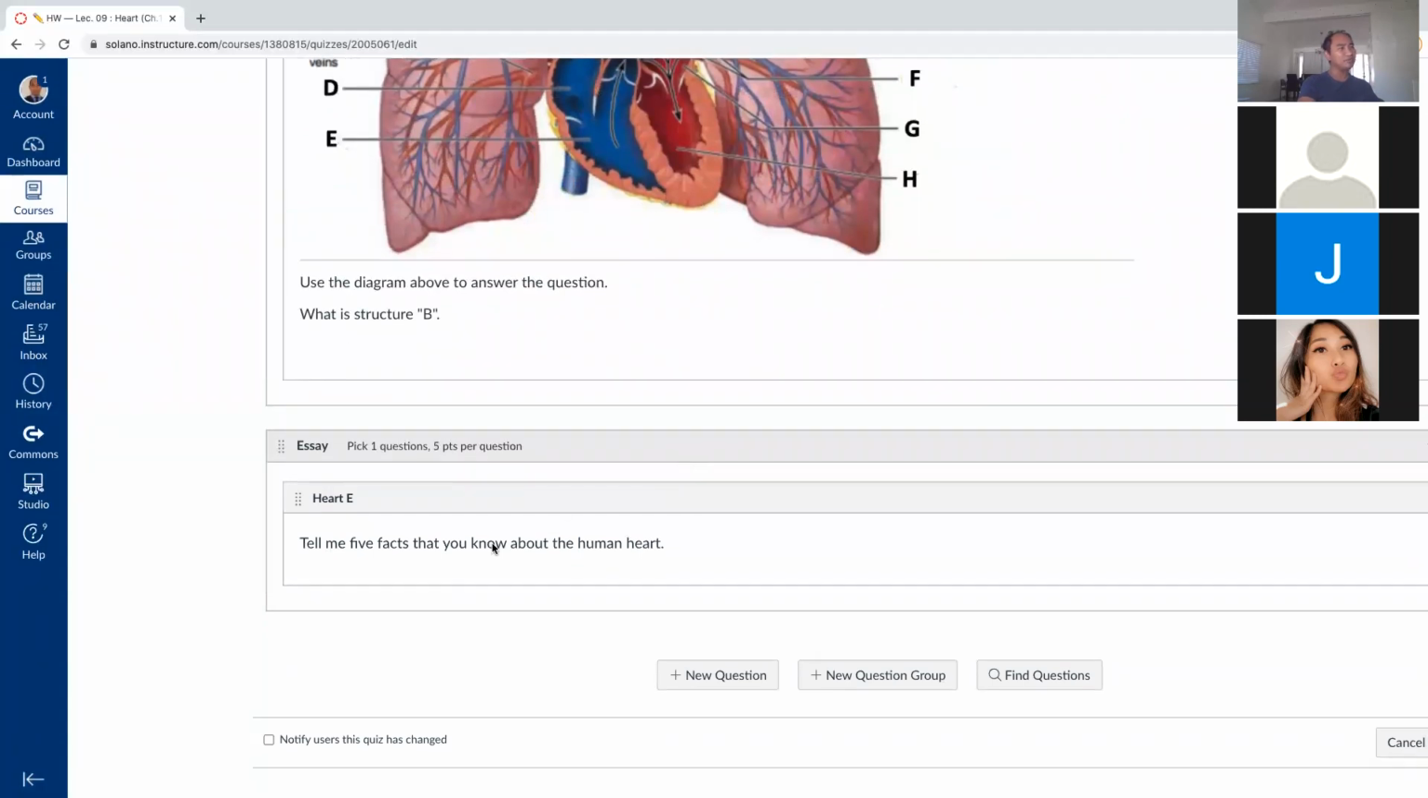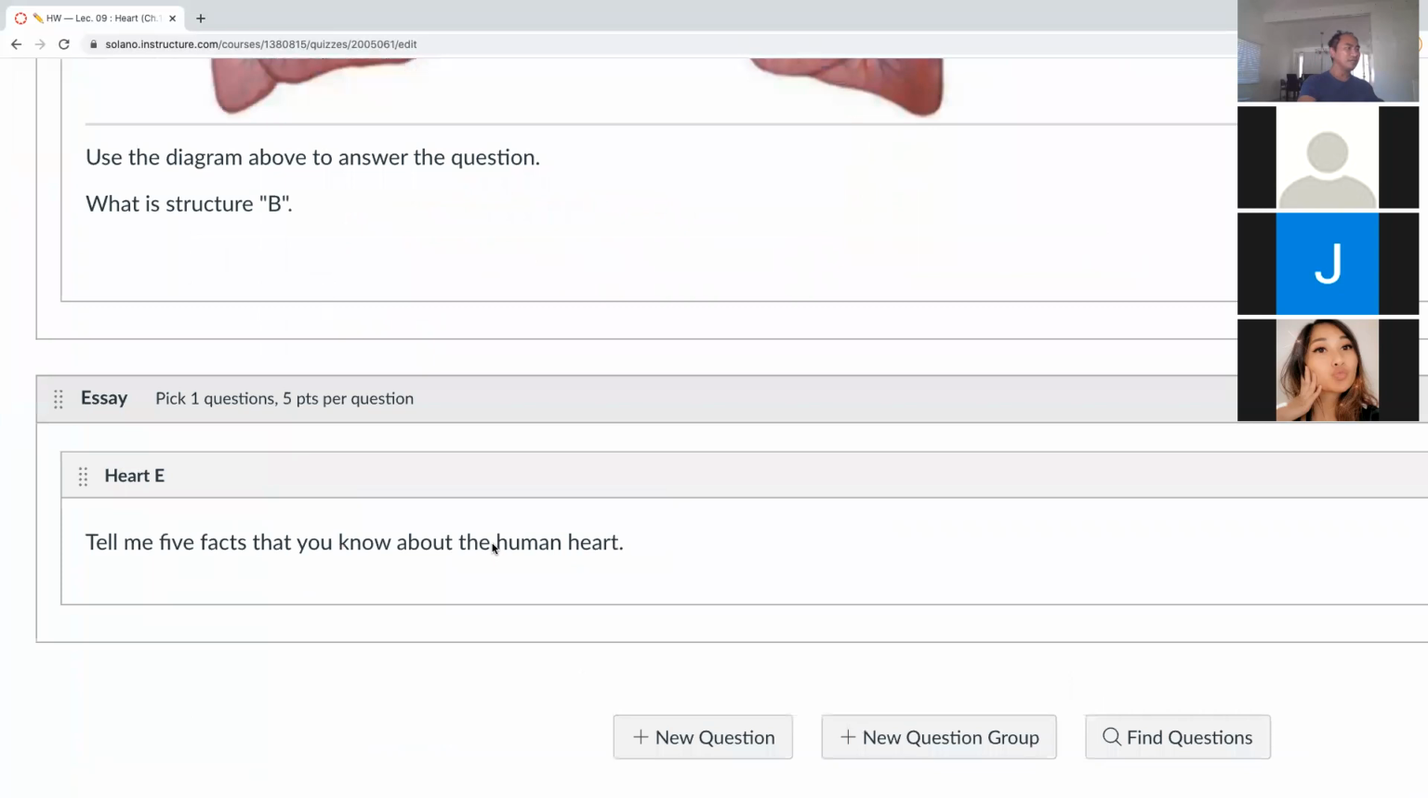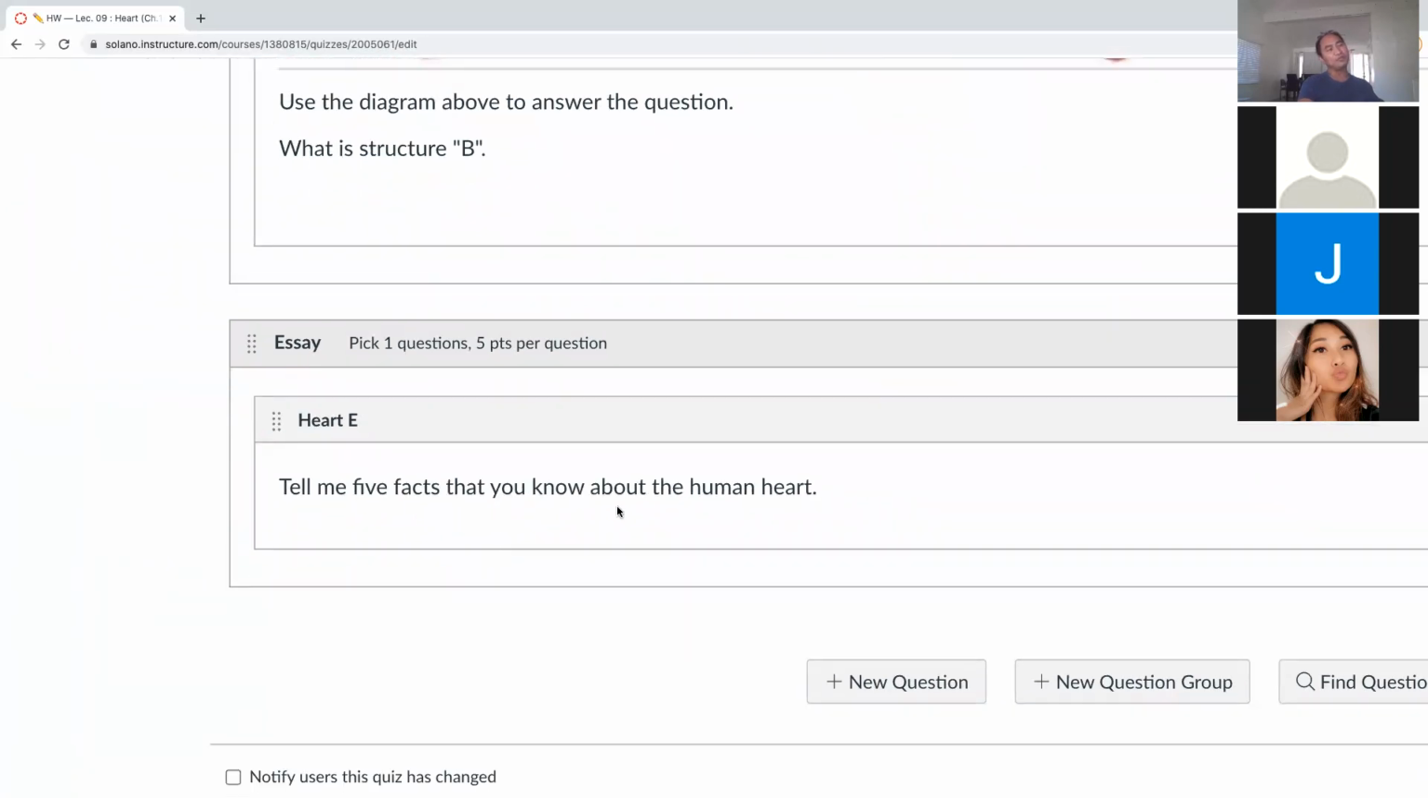And here I have put this question. Tell me 5 facts that you know about the heart. What I want is for you to be a little bit descriptive.